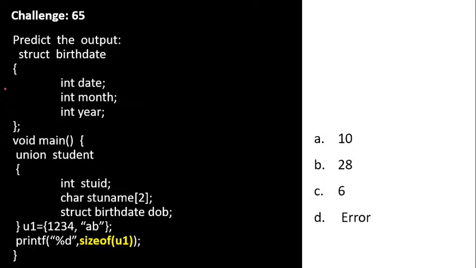Union I'm declaring: one is an integer variable, one is a character variable, one is a struct variable, right? So the integer variable is 4 bytes, let's say. Character variable, it's 2 bytes. What about the struct variable? What is the memory allocated to the struct variable? Date of birth, int is 4, so let's say 4, 4, 4 it is 12, or 2, 2, 2 it is 6. Okay, there's no 12, there's 6, so the answer is 6.